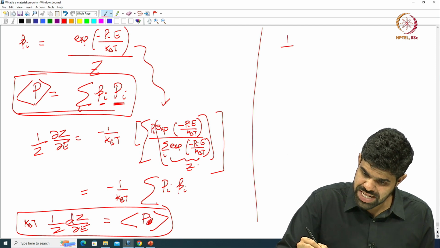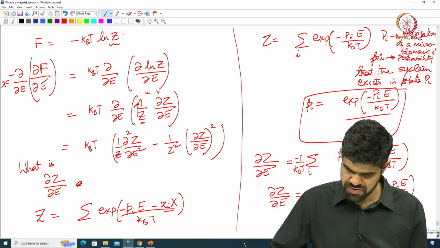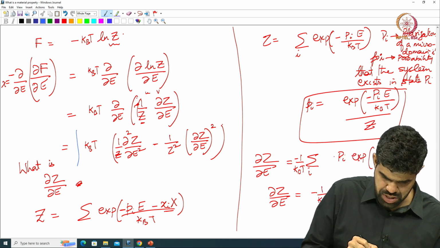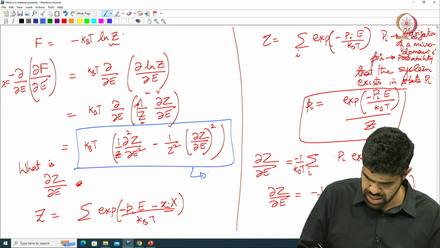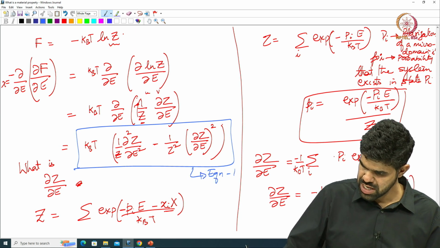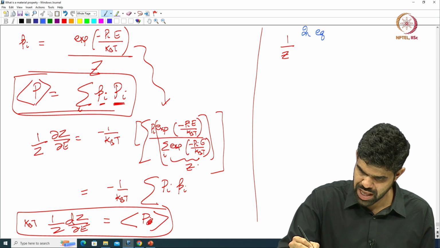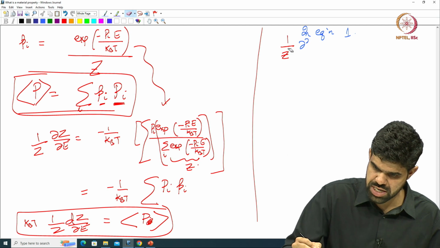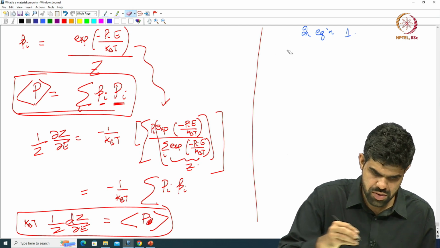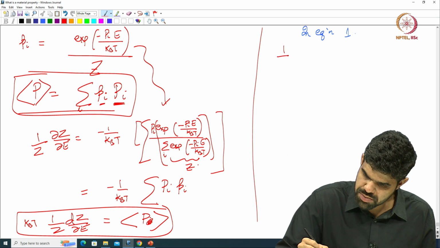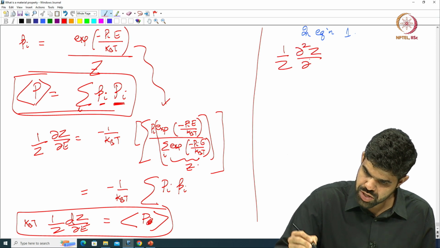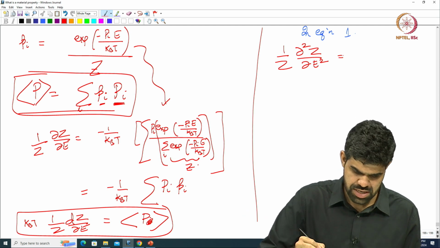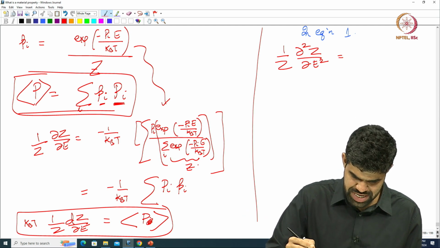Now, what is 1 by Z? There is another term here. If I go back, I am actually looking at this equation, which I will write as equation 1. So in equation 1, what is 1 by Z dou square Z by dou E square? Let me write it in red. What is 1 by Z dou square Z by dou E square? So for dou square Z, what comes out?